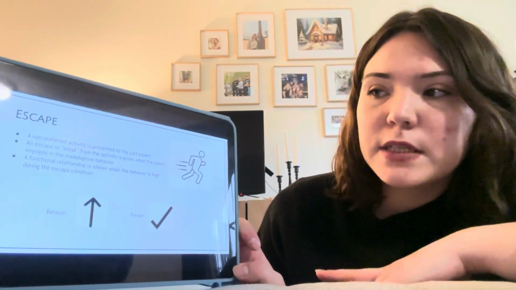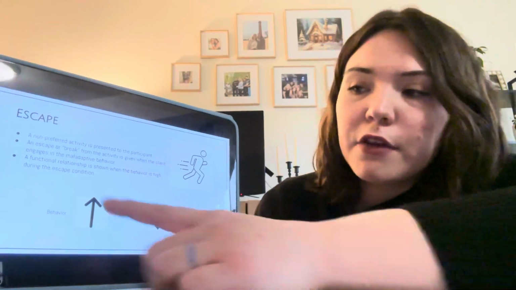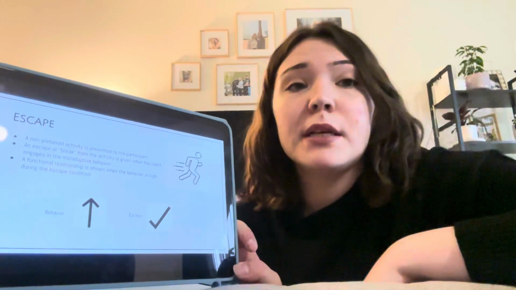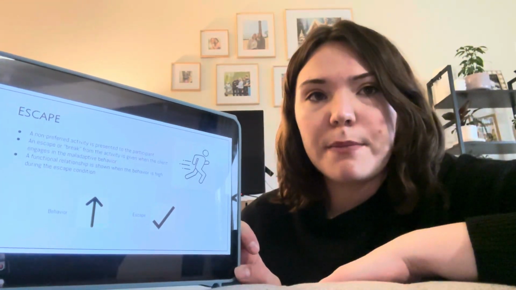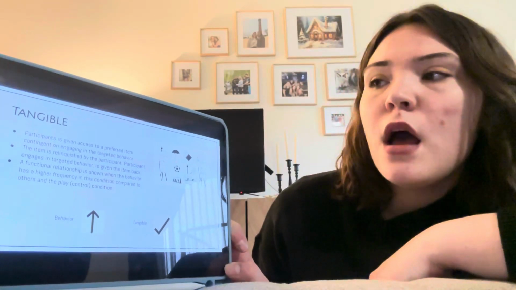So in order for there to be a functional relationship shown, the targeted behavior will increase when escape is permitted as a result of that behavior.